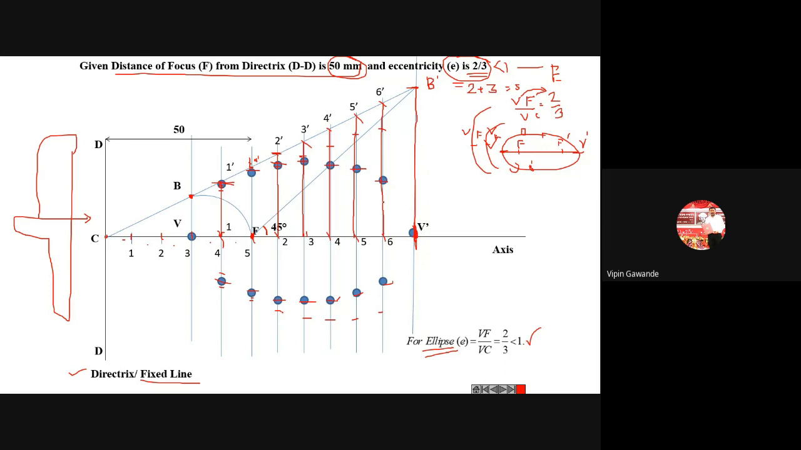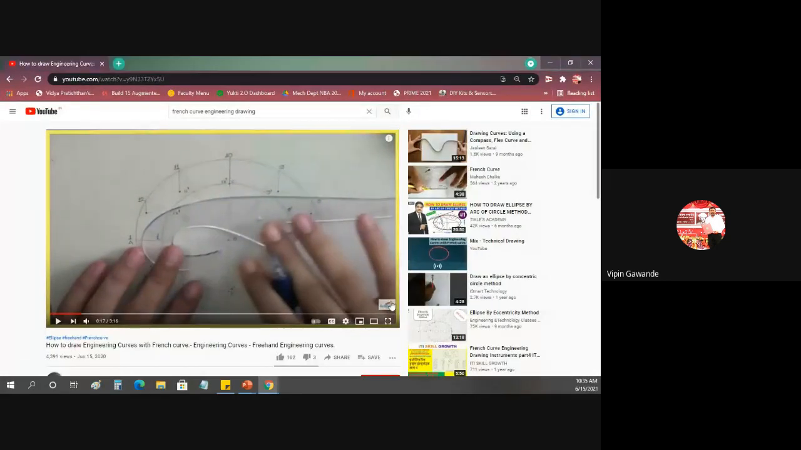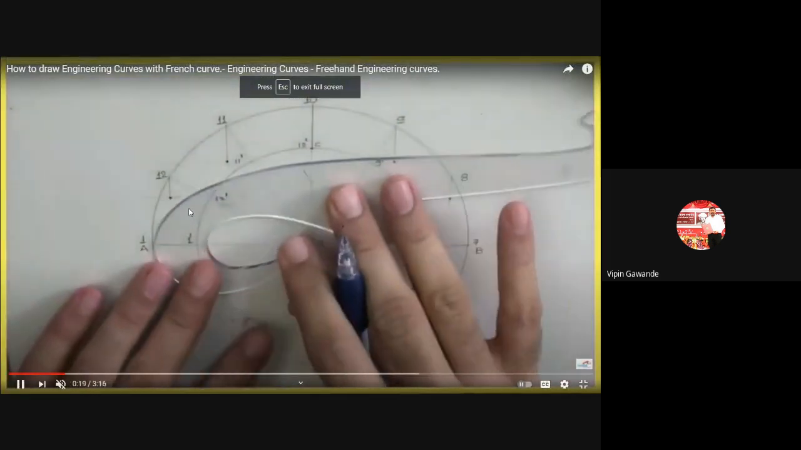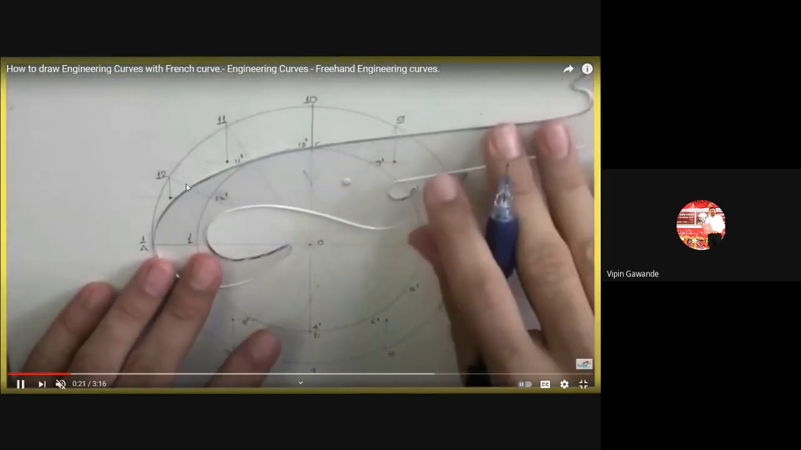So I have told you we have to join all these points using the French curve. Now how to use this French curve? So let me show you this one. See, this is the French curve. We got here some points.